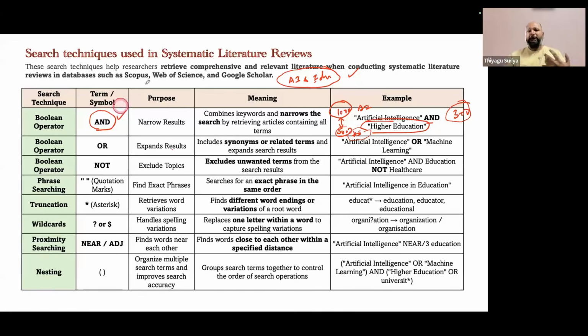So like this, if you have 1000 articles related to artificial intelligence, and there are 500 articles on higher education, out of these 1500, the articles talking about both aspects, AI and higher education, nearly 300, are going to be identified. So this kind of search is called AND search. Are you able to follow me? So we can use AND in this case.